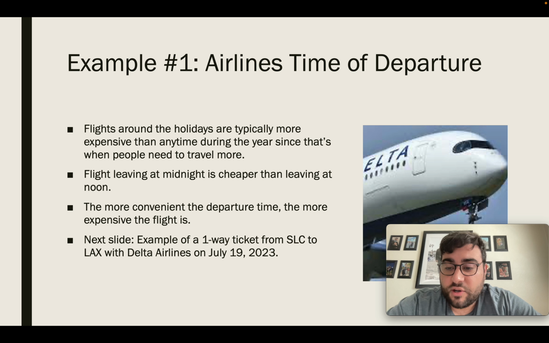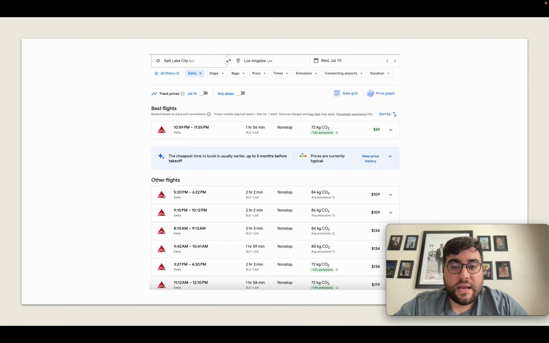Airlines typically charge a little bit more during the holidays when people need to travel. But something I found out is that depending on the time that you leave, it's a big factor in what your pricing looks like. This next slide is an example of a one-way ticket from Salt Lake City to LAX on July 19th. You can see here that the prices for those times are a lot different depending on when you leave.